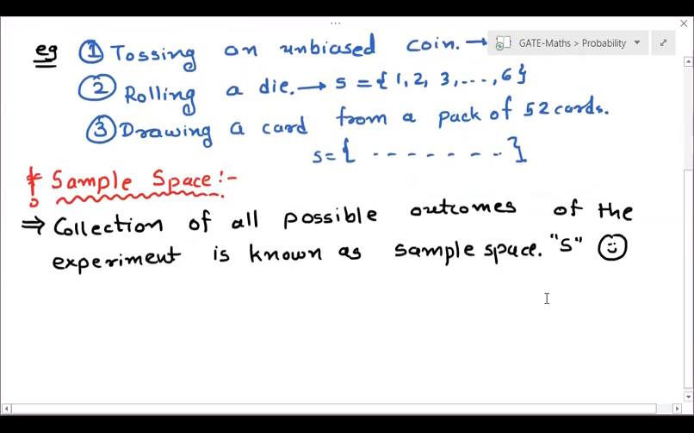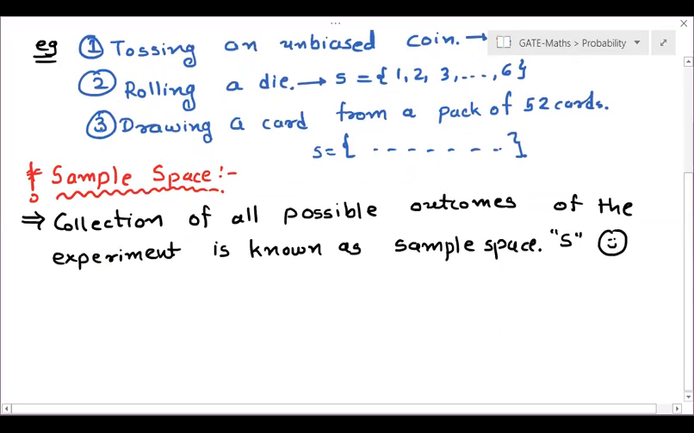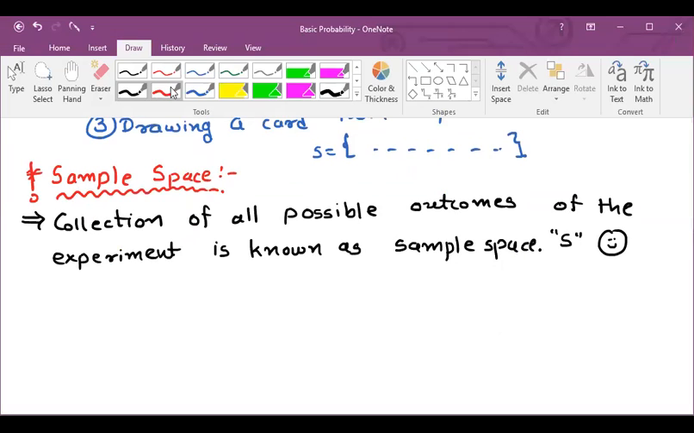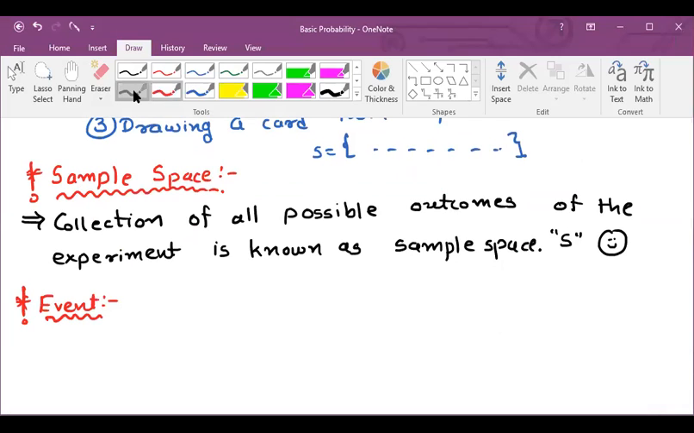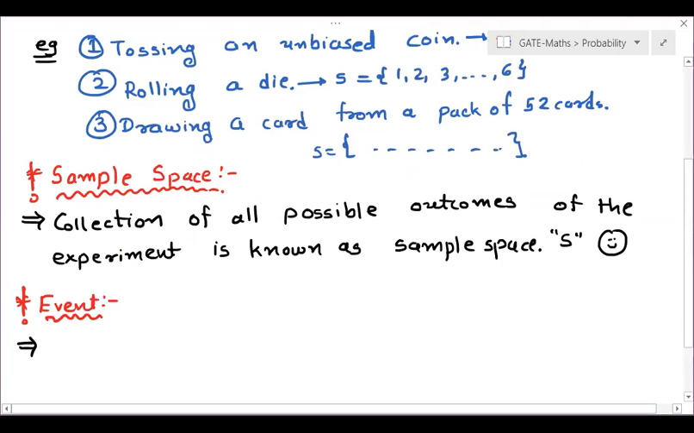Now, event, because these are all your basics of probability, right? Because if you understand this, then questions will be easy. The outcomes of the experiment is known as event. Mathematically, event is a subset of sample space.